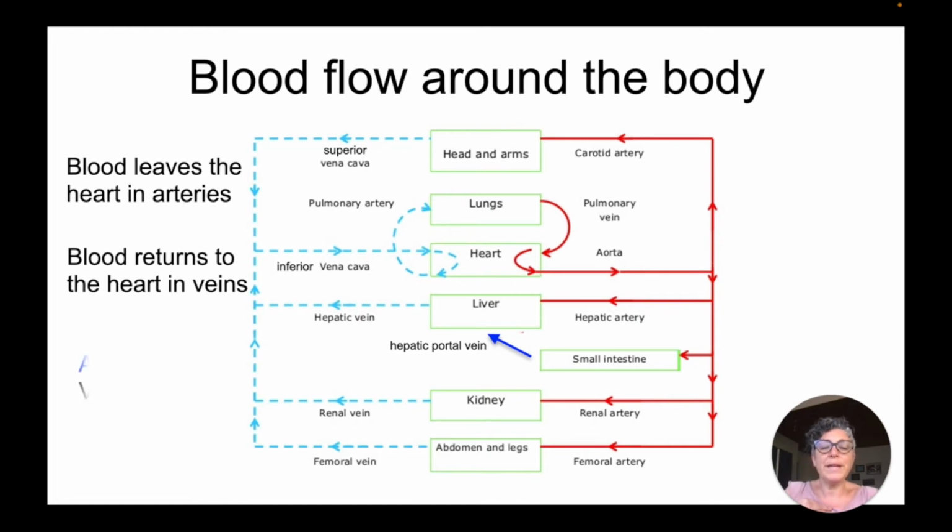So a simple way to remember this is arteries away, AA, arteries away. Arteries are carrying blood away from the heart, and veins in. Veins have IN in the word. So veins carry blood into the heart. So that's just a simple tool to remember that arteries are carrying blood away from the heart and veins are carrying blood towards the heart.